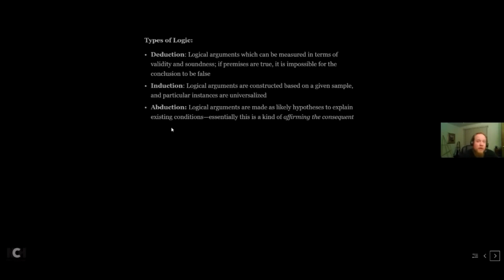The main one that we're going to talk about in this course, like 99.9% of what we're going to do, is deductive logic. And you've seen it before. It's the most basic form of math based on the axioms that we have in place. So deductive logic is where you have logical arguments, and I'll talk more about what arguments are in a moment, which can be measured in terms of validity and soundness. Basically, if the premises are true, it's impossible for the conclusion to be false. Like if you got all your material together, you know what the answer is going to be.